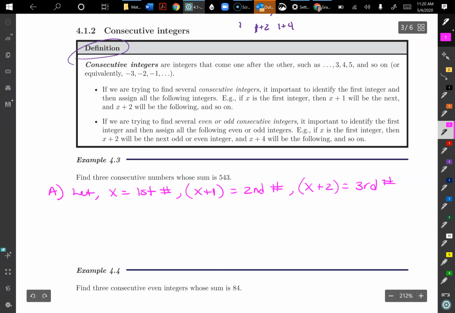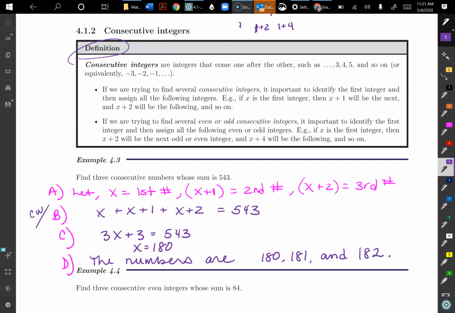Now I read my problem that they all add up. The sum is 543. So see if you can do the equation part. Just lay it all out and solve it and see what you get. So maybe pause and do a little classwork there.